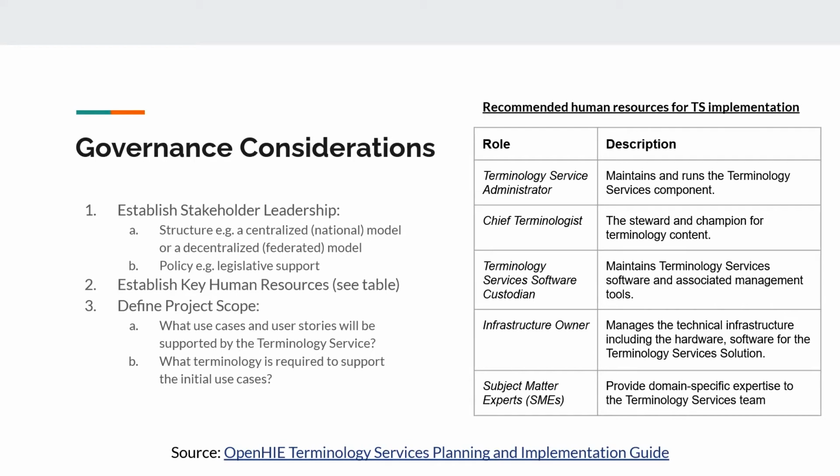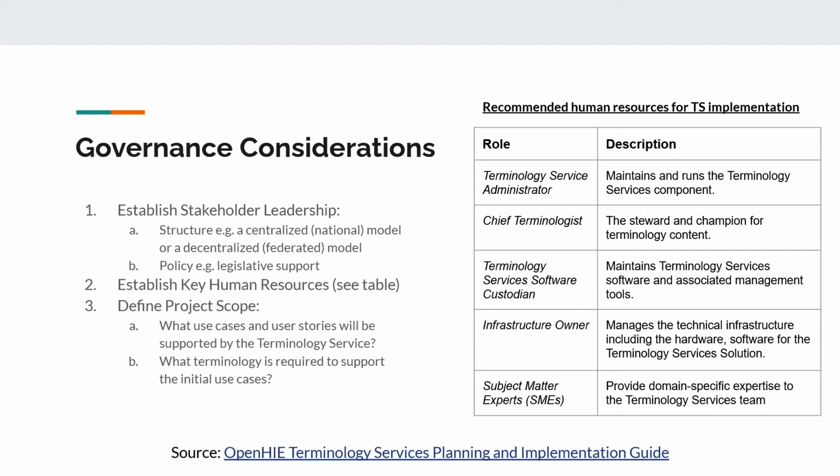Definitely a big next step is establishing some key human resources. We just listed some over here on the right side, where you're going to need people like a terminology service administrator. You're going to need chief terminologists who can understand and champion this terminology content. The software itself will need a custodian. The infrastructure in which your content is hosted will need an owner. And of course, you want subject matter experts that can get into their specific domains and provide that expertise for the rest of the terminology services team.